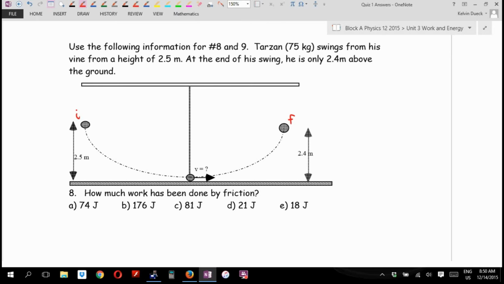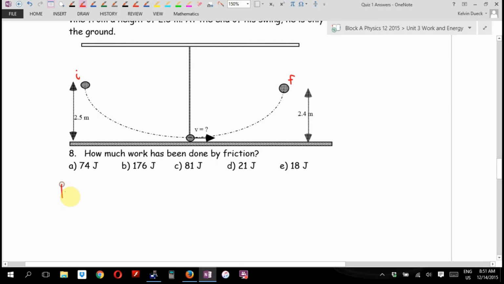I was working with somebody this morning, and they hadn't memorized the law of conservation of energy. You need to memorize the law of conservation of energy. What's the law of conservation of energy? It says this: everything before equals everything after. Everything initial equals everything final. It says this: KE initial plus PE initial equals KE final plus PE final.